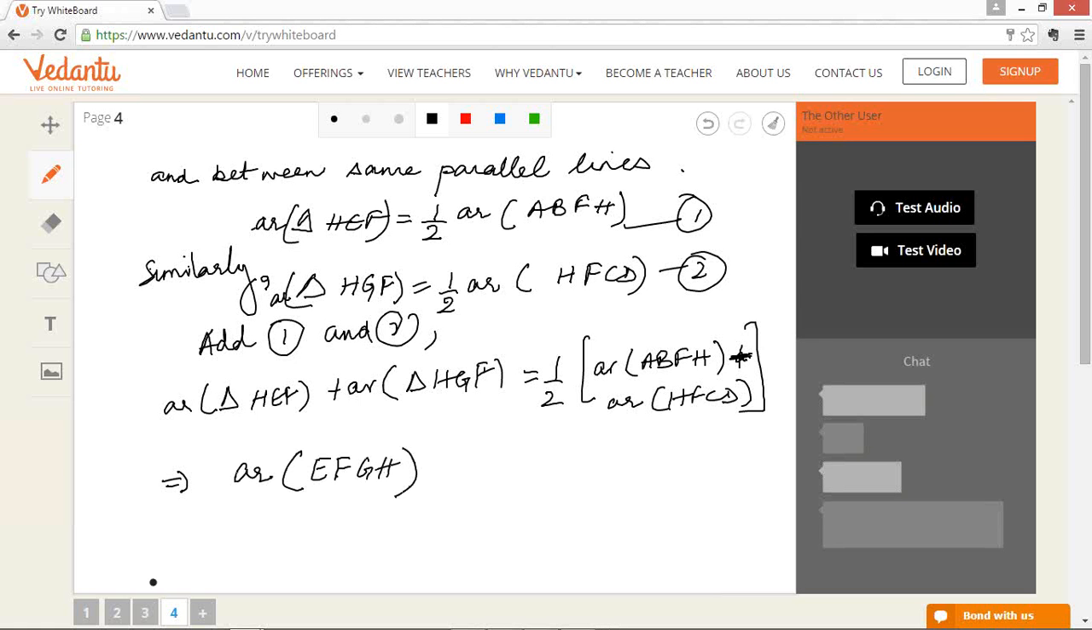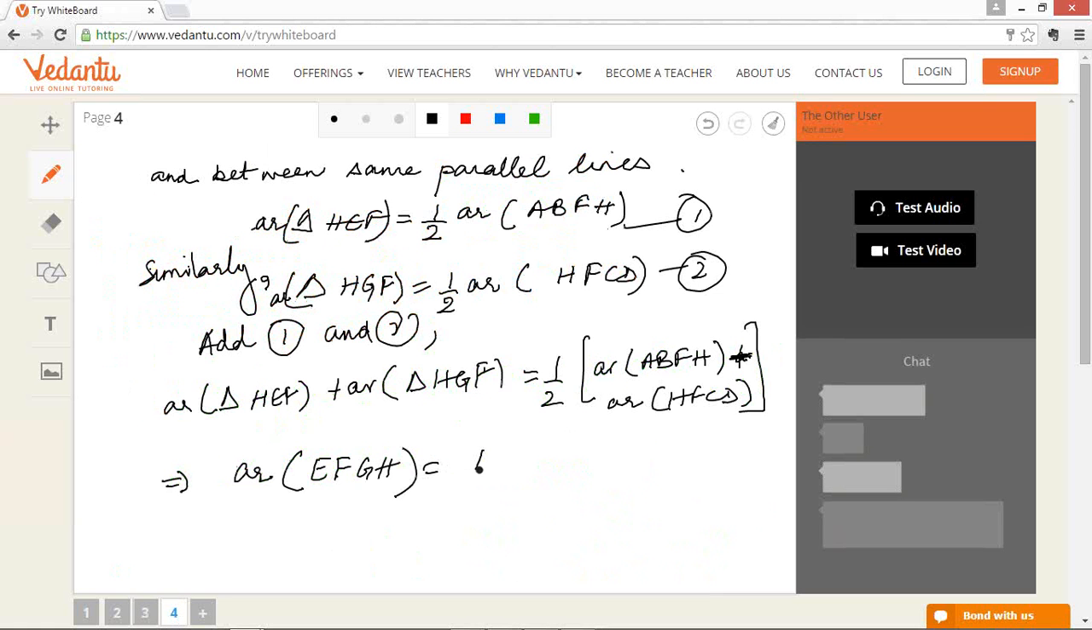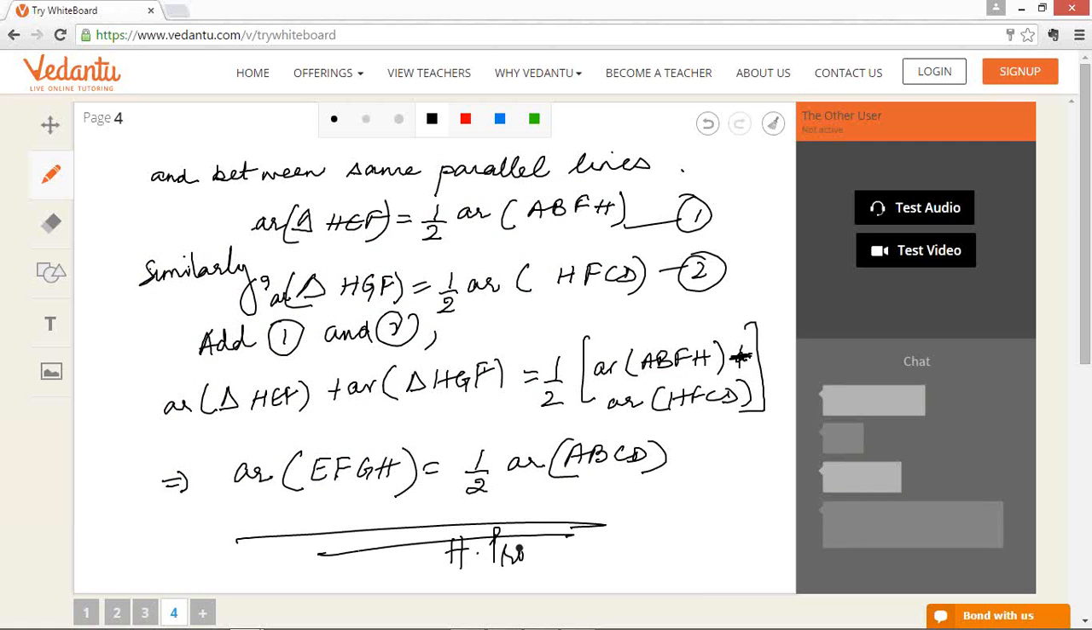So for your reference, let me move back again. HEF plus HGF is EFGH, which is equal to half the area of ABFH plus HFCD, which is the area of ABCD, and that gives me the desired result, and hence proved.